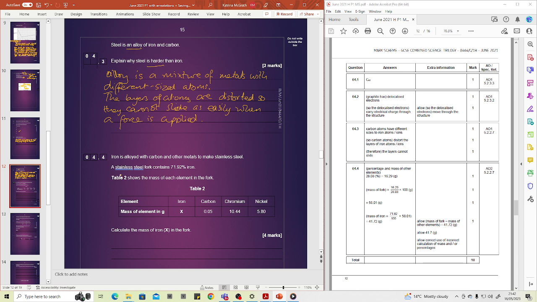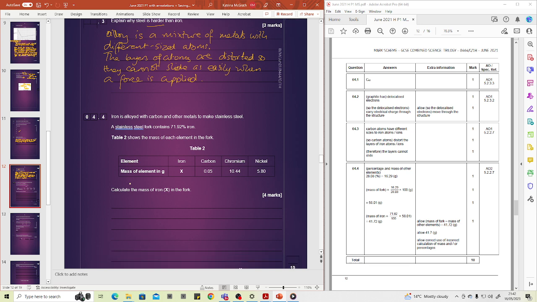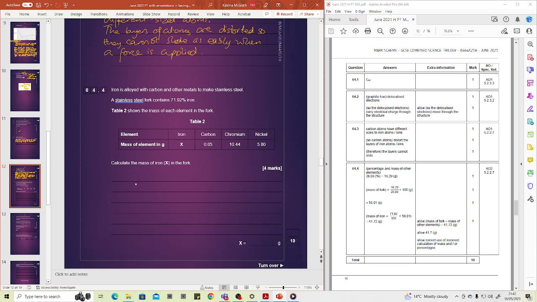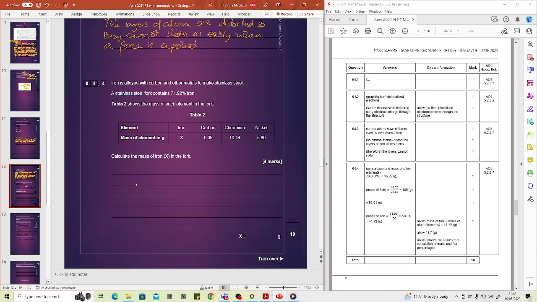Okay then, so now a calculation. Iron is alloyed with carbon and other metals to make stainless steel. And a stainless steel fork contains 71.92% iron. Table 2 shows the mass of each element in the fork. So we have unknown mass for iron, we have carbon, chromium and nickel, and it says calculate the mass of iron in the fork. Okay, so we've got a percentage for one thing that we don't know what its mass is, and we can work out the remaining percentage.